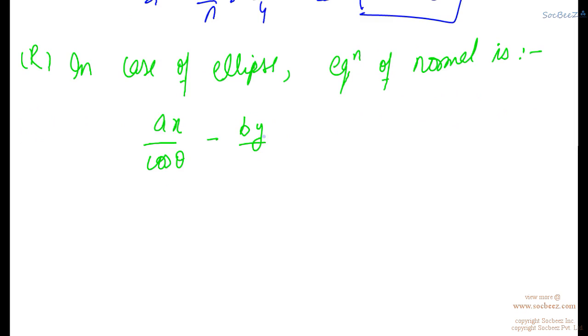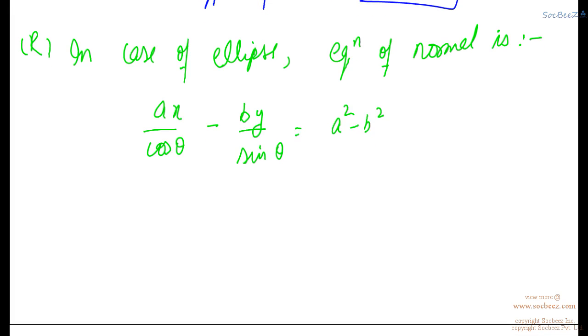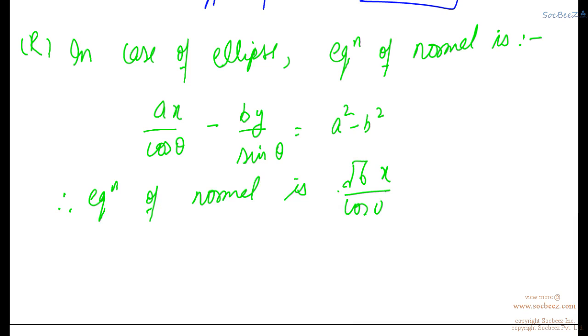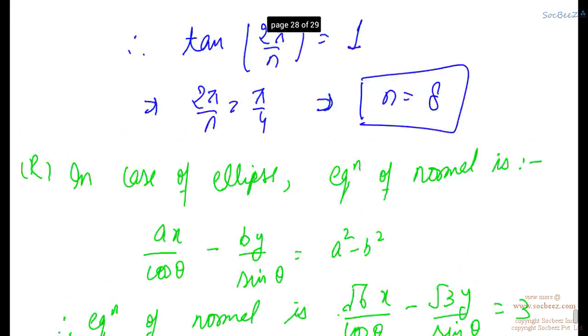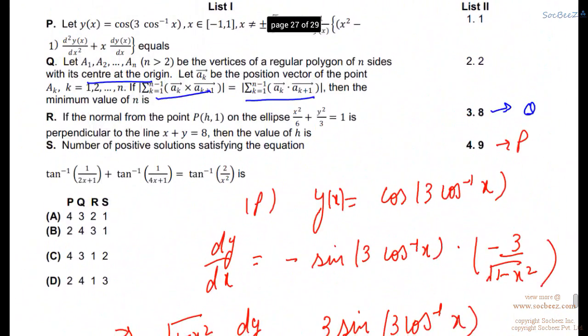ax upon cos theta minus by upon sin theta equals a square minus b square. So from here we can write that the equation of normal is root 6 x upon cos theta minus root 3 y upon sin theta equals 3. And now its slope is 1.